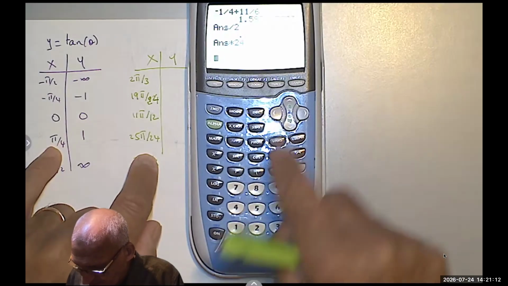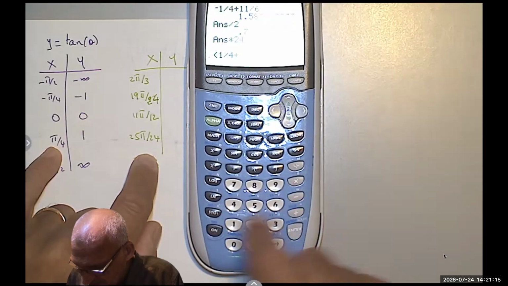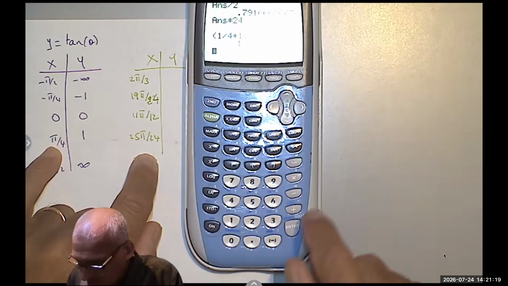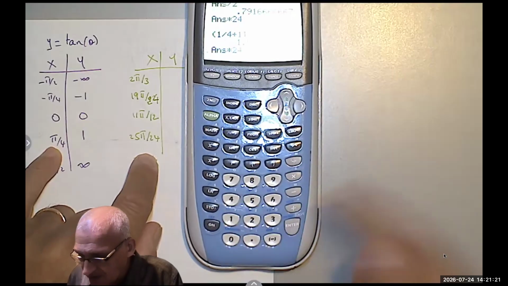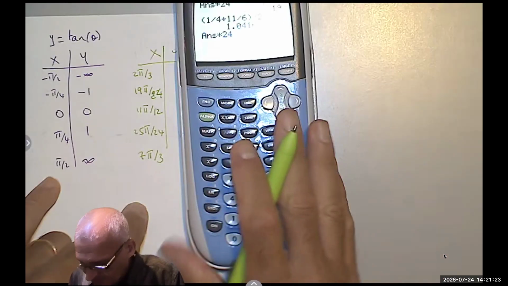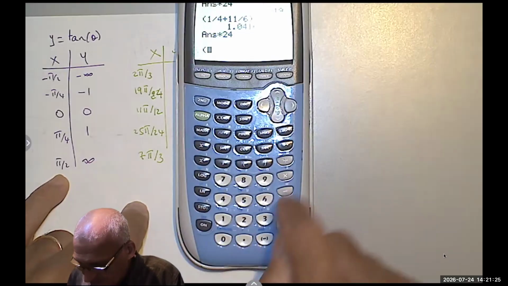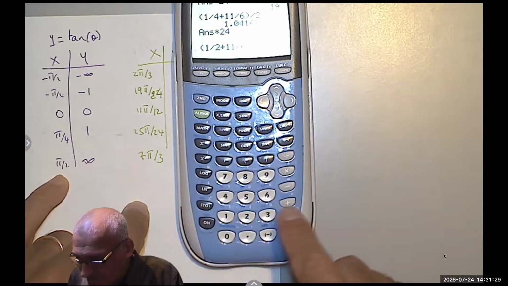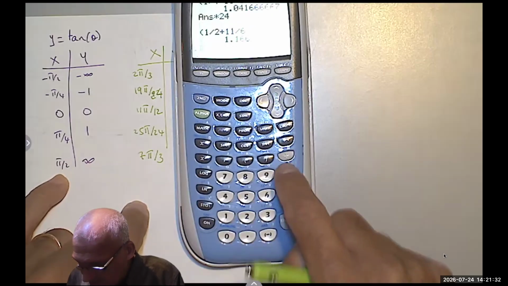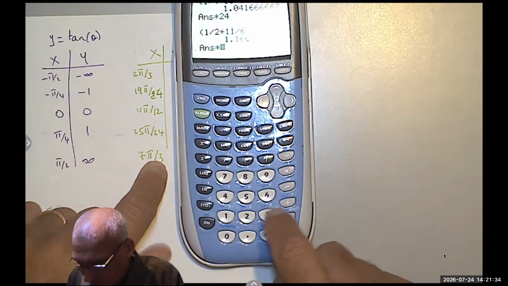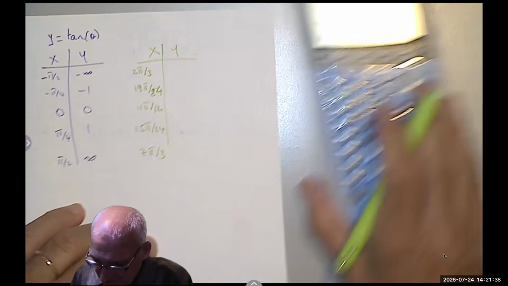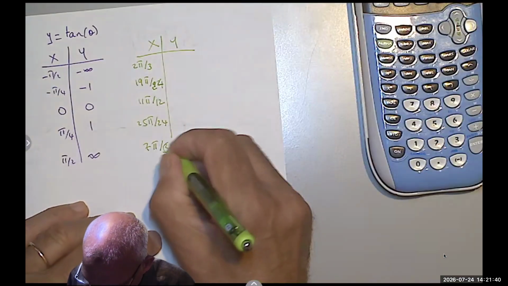Let me put it between parentheses. 1/4 plus 11 over 6 divided by 2 times 24. Yeah, it's 25 over 4. And 1/2 plus 11 over 6 over 2 multiply by, oh, that's not correct. That's what I was worried about. This is only 7 over 6, not over 3.